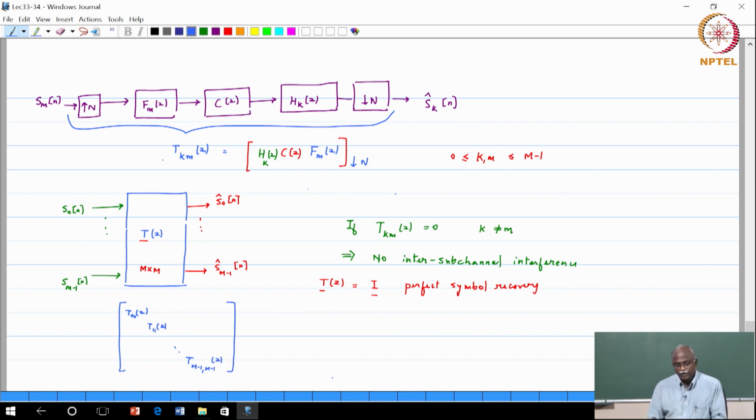Okay. Now, is the recovery of S naught from S naught hat, what is the input output relationship? It's as if S naught got filtered by T00 of Z. That is a filter. That means there is intra subchannel interference, because ISI is present. So basically if this is a polynomial, then there is no inter subchannel, but there is intra subchannel interference. That means ISI is present.